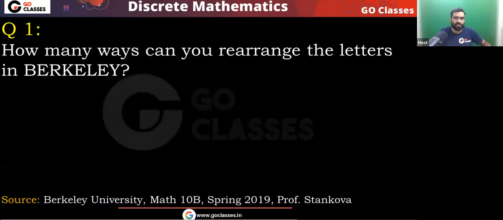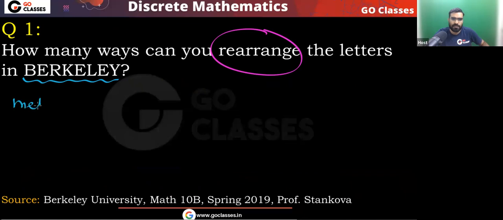So let's start with the first question. This is a very simple question. The question is asking how many ways you can rearrange the letters in Berkeley. So we want the permutations of this word, Berkeley. How many permutations are there for this word? What is method number 1? This is a very simple concept.